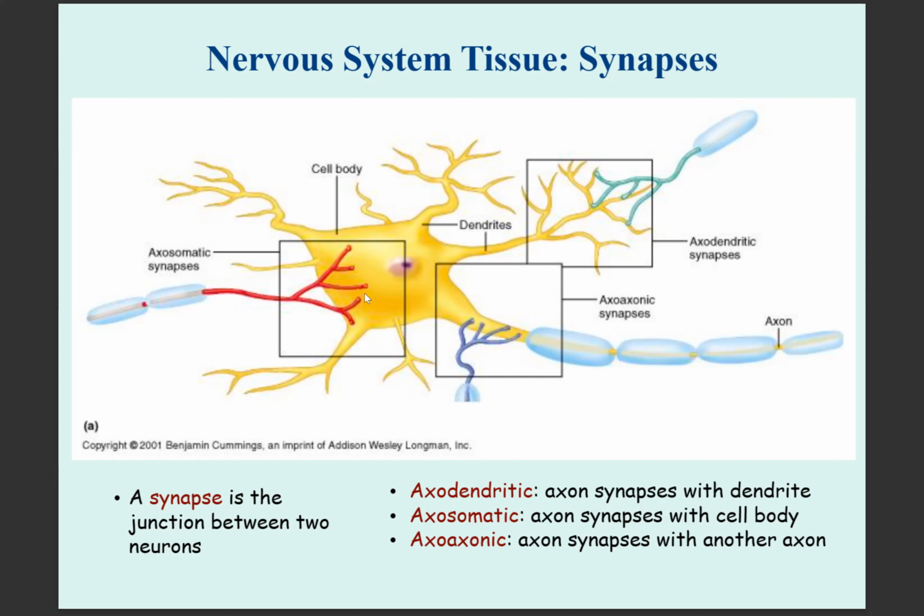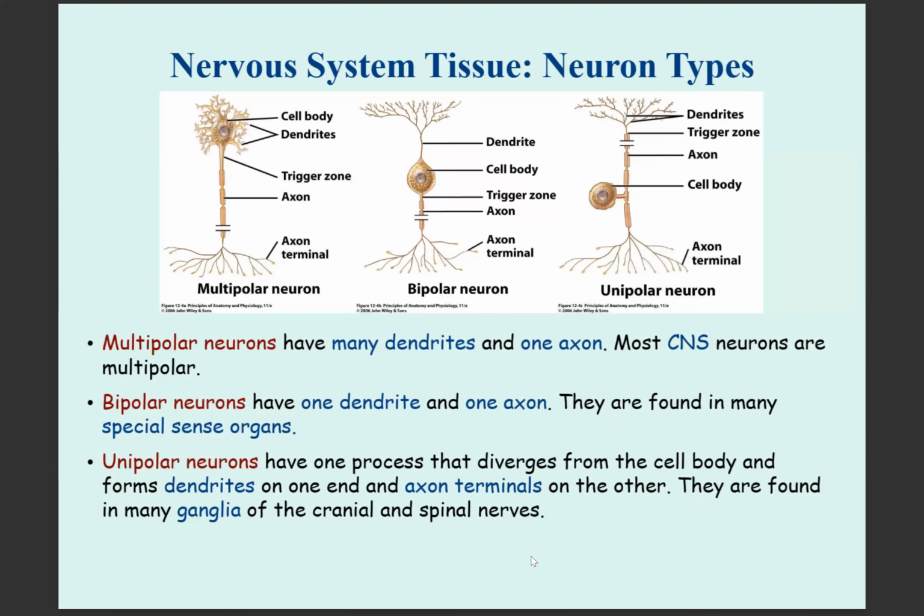And then the axon can also synapse with the cell body, which we call axosomatic. So this is an example of axodendritic, and this is an example of axosomatic. Then we can also have the axoaxonic synapse, where an axon communicates with another axon.